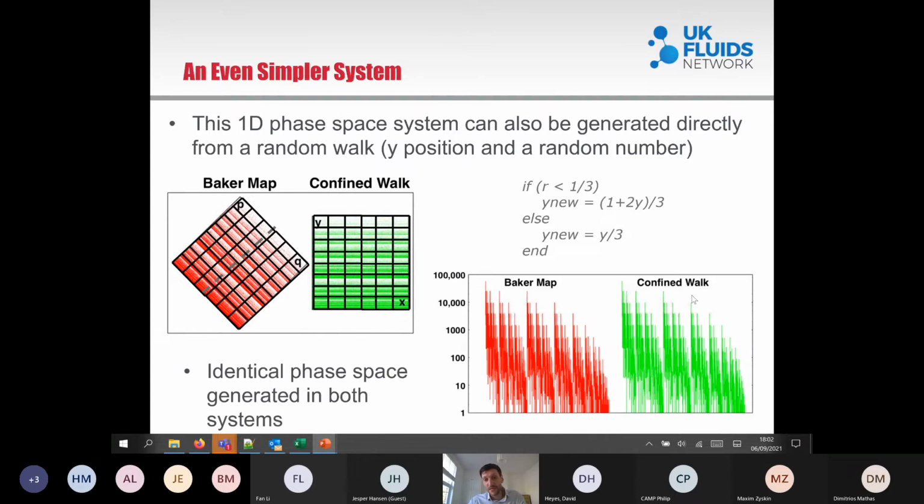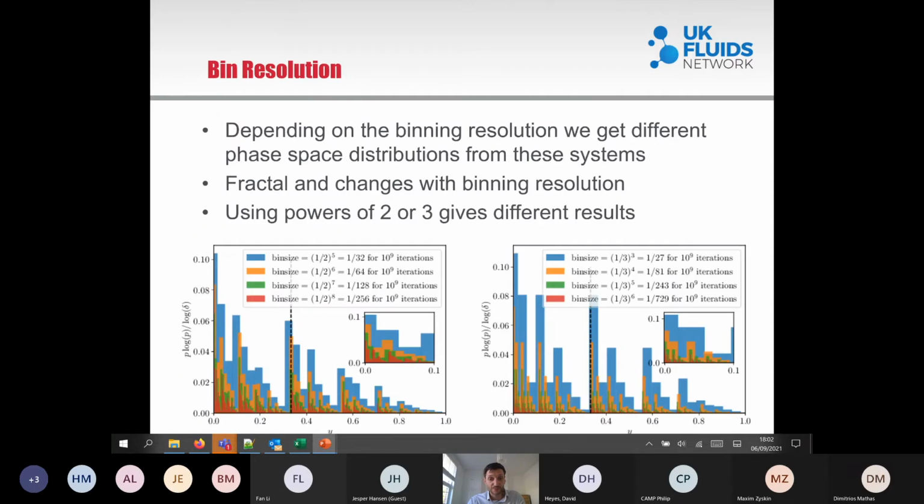Now, one thing you see for both the Baker map and the confined walk is they give identical fractal distributions. So you can choose either, you can study either. Very, very simple problem. I've actually put the codes on GitHub, so anyone can download these and run them straight off if you use Fortran, and you can get these kind of results straight out.